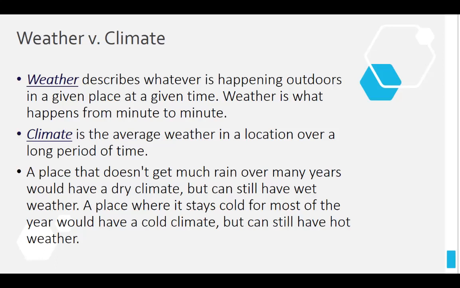A place that doesn't get much rain over many years could have a dry climate, but that doesn't mean it's never going to rain. So, it can still have wet weather. A place where it stays cold for most of the year would have a cold climate, say up in Alaska, but it can still have hot weather. It can have a hot day. And as we start talking about climate change, you may be having more of those hot days than historically.